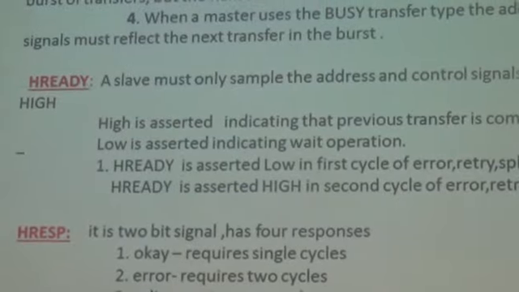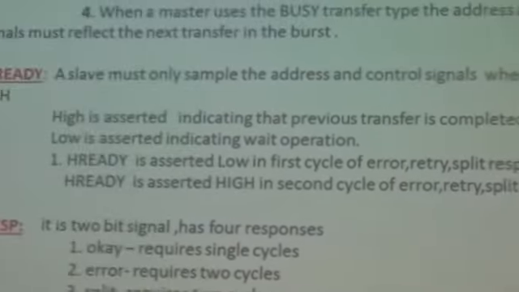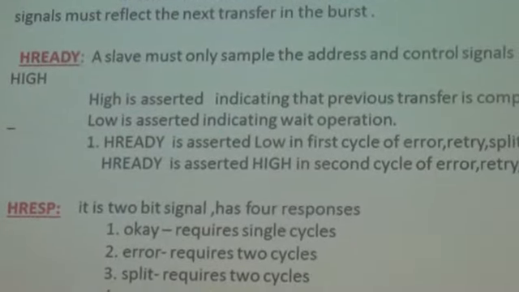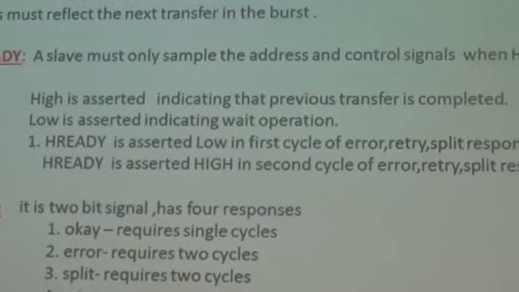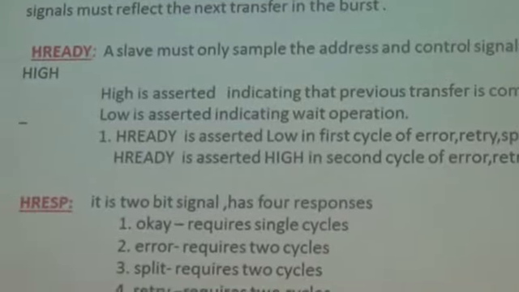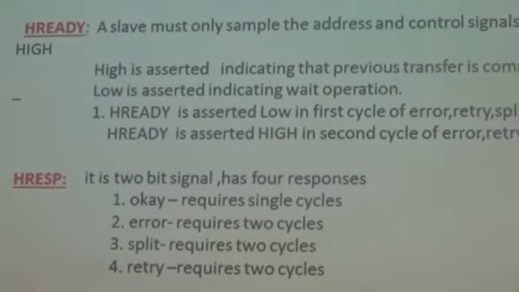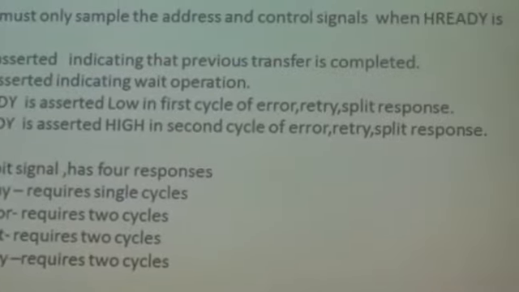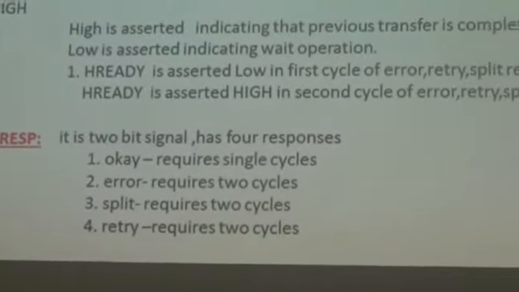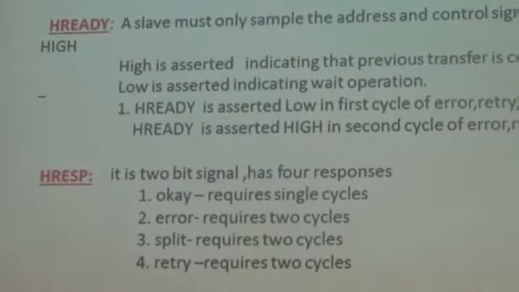HREADY. A slave must only sample the address and the control signals when HREADY is high. This is the control signal which shows when the address and the control signals should be sampled by the slave. Only when HREADY is high do they get sampled. If HREADY is asserted high, it also indicates that the previous transfer is completed successfully, and if it is low, it indicates that there is a wait operation, that is, the previous transfer takes time to complete.